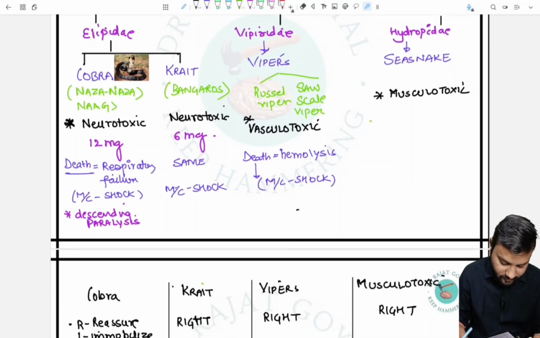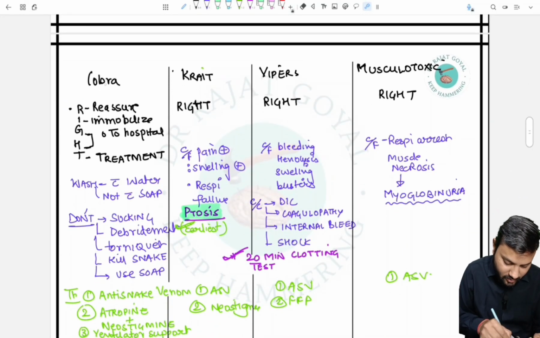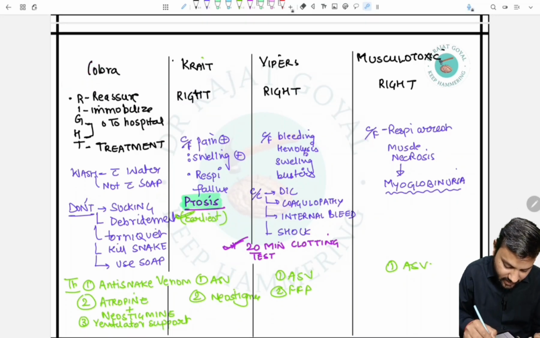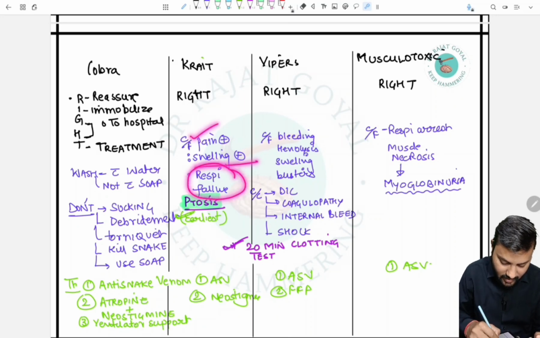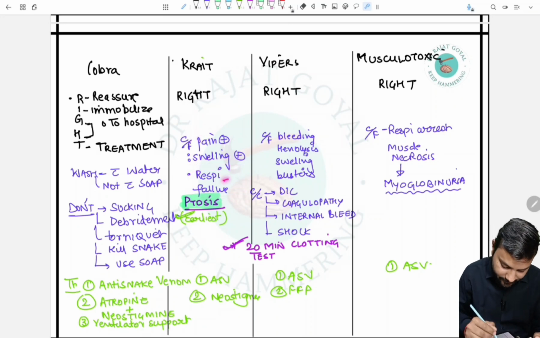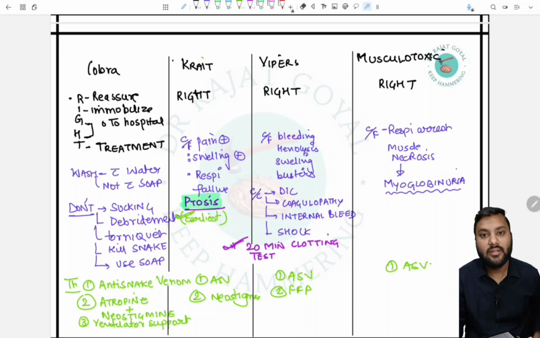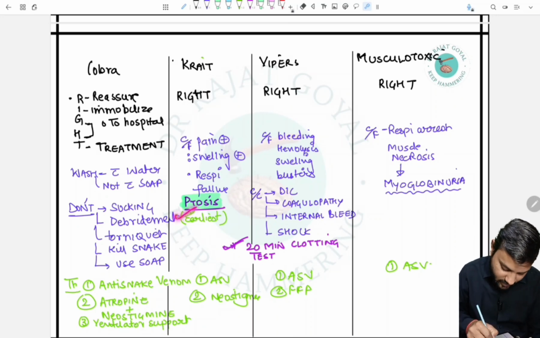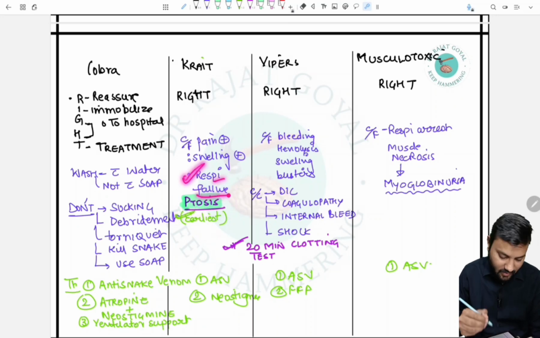In the cobra and the krait, all the features are almost similar. The clinical features in both of them are pain at the bite site, then swelling, and respiratory failure, which will lead to death. It is the final symptom. The first or earliest symptom due to the neurotoxin and damage to the muscle is ptosis. So in both of them, ptosis is the earliest symptom, and the last is respiratory failure.